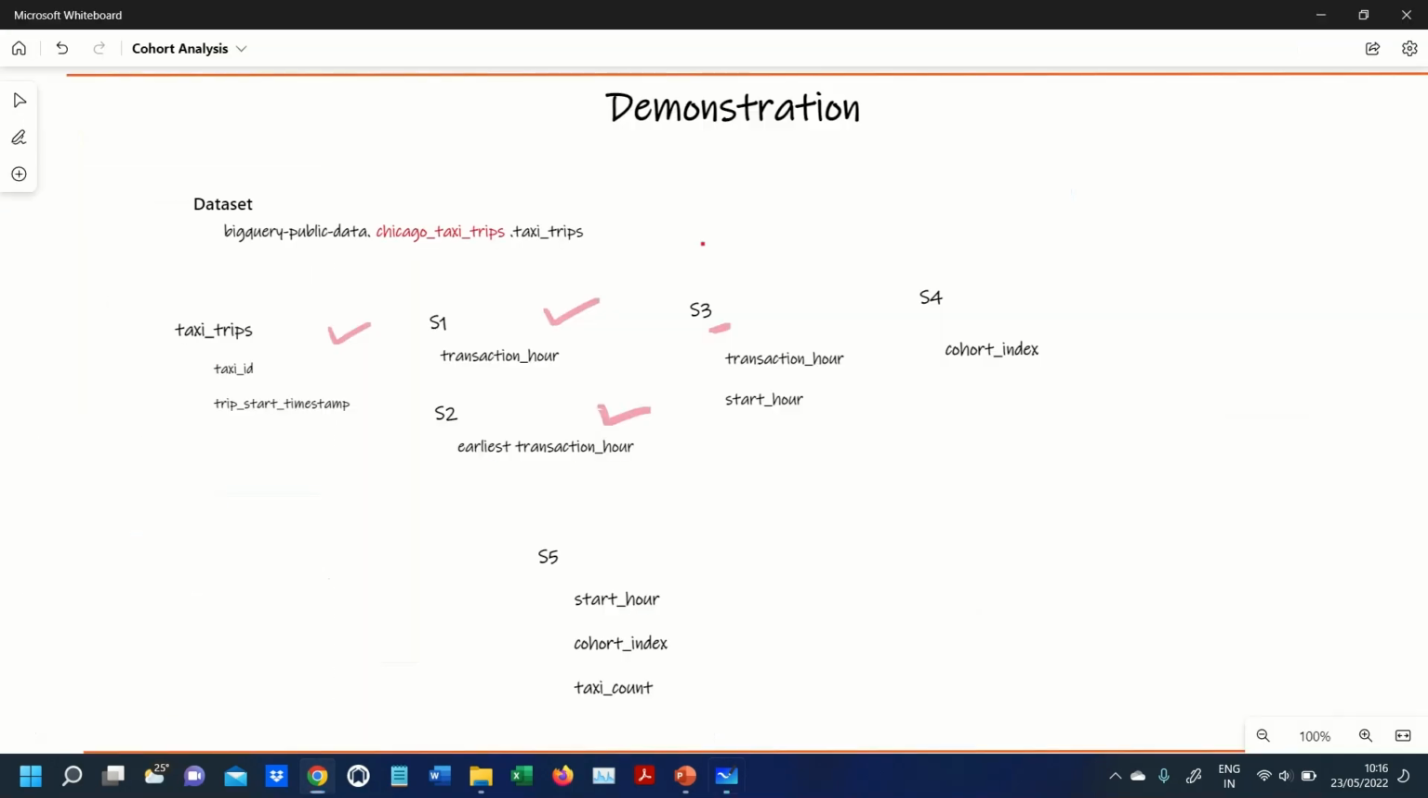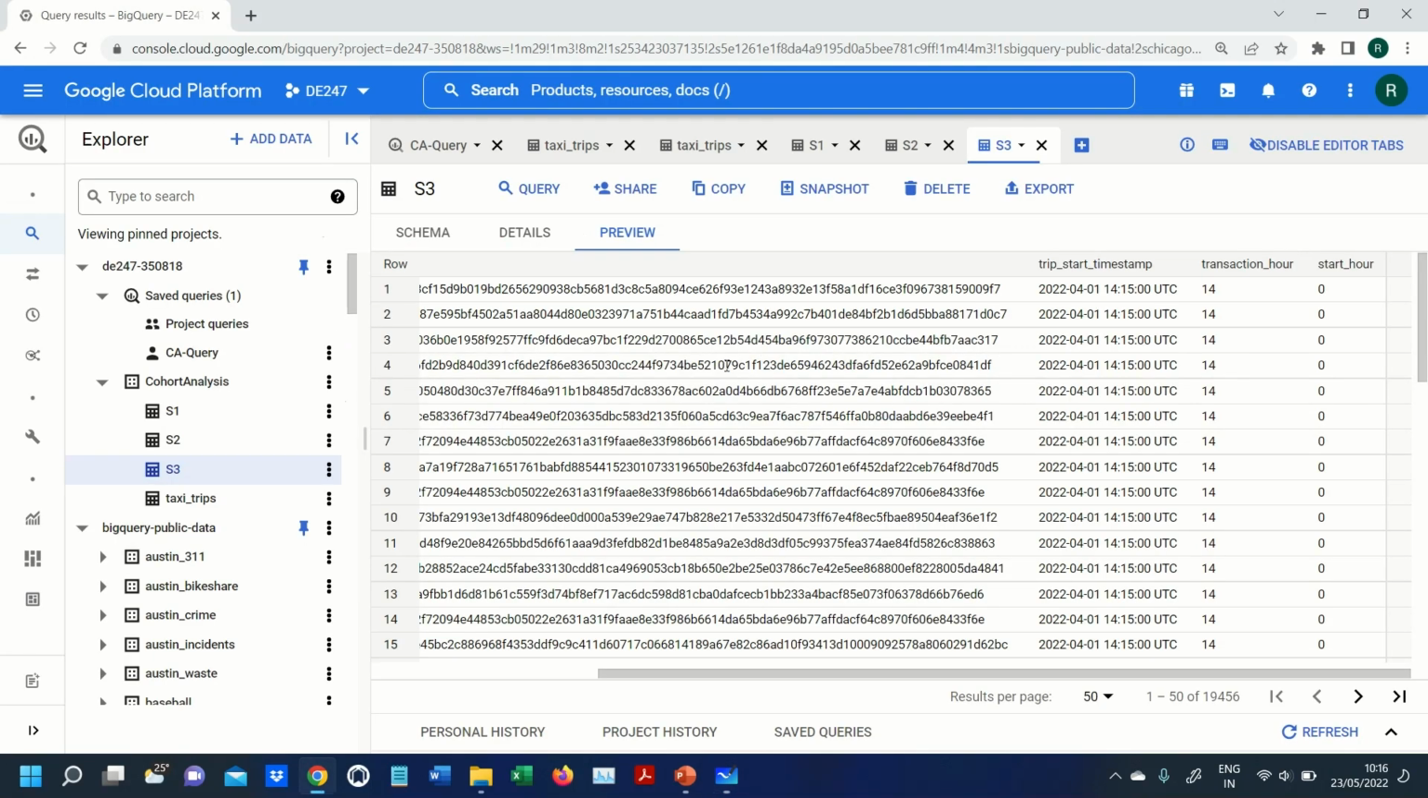Now S3, we want taxi ID plus when did it start and what is the current transaction hour. So for this taxi ID, there is a transaction in the 14th hour, and for this taxi ID there is also a transaction in the 14th hour. And when did this taxi start working? It started working from the 0th hour.